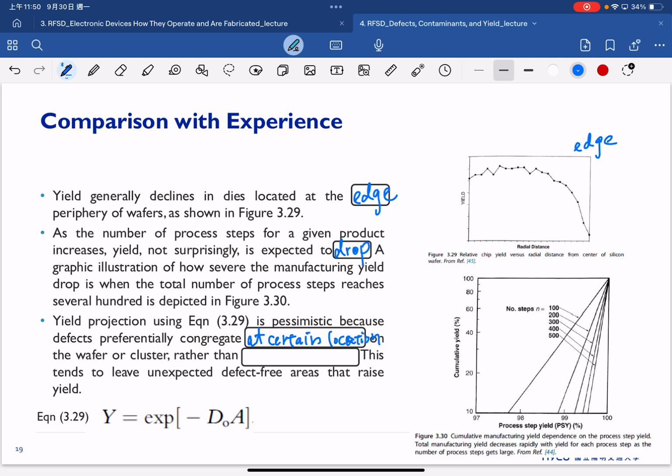So that means actually the defect, ideally we hope the defect is randomly distributed, but unfortunately the defect will prefer to locate in one specific location and very close with each other. So that's what we usually call a cluster, rather than the distribution randomly. So that's why usually our yield projection is a little bit optimistic, because in the yield projection we consider the distribution randomly, but in reality defects would prefer to be close with each other at one specific location.